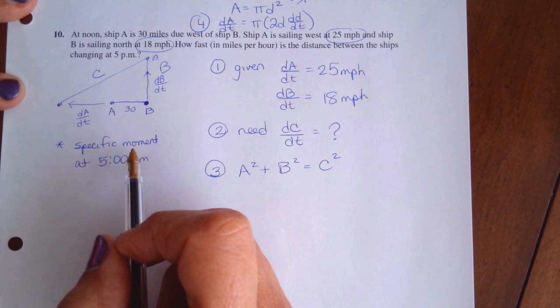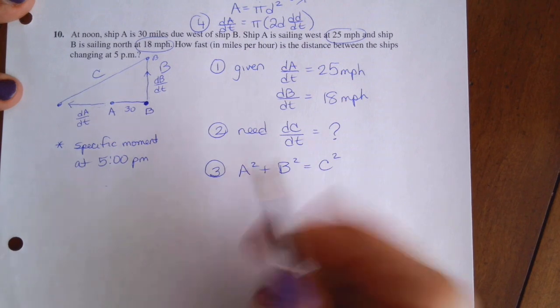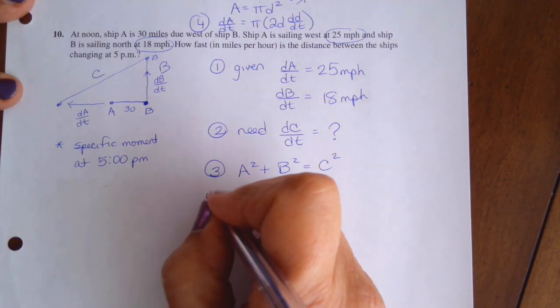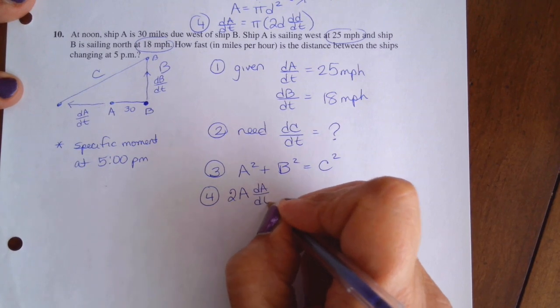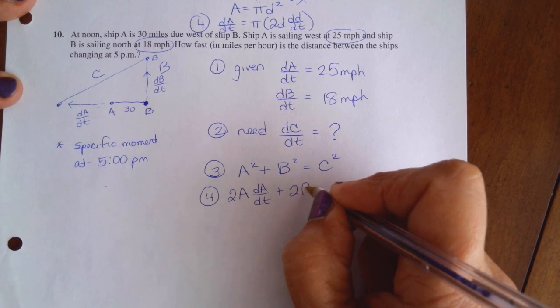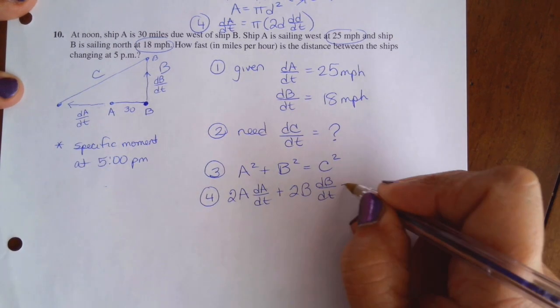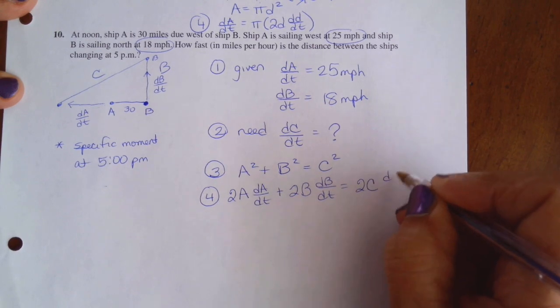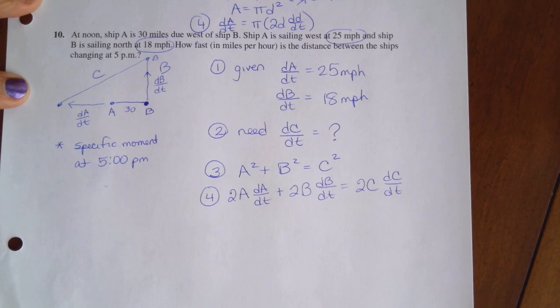So let's take the derivative. The derivative of a squared is 2a, and we take the derivative of a with respect to time. The derivative of b squared is 2b, times the derivative of b with respect to time. And the derivative of c squared is 2c, times the derivative of c with respect to time.